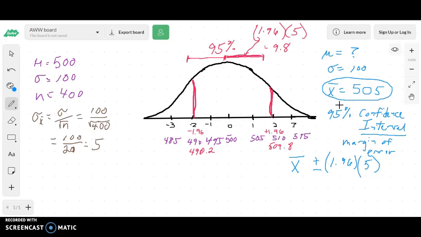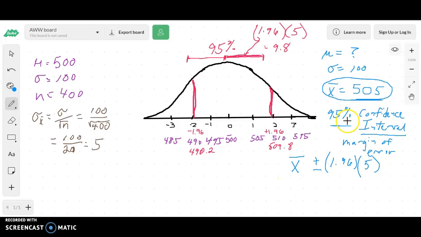This could change to 99, it could be down to 90. And the chapter talks through that. But for this process, we're going to stick with what's called a 95% confidence interval. And what that does is give us an idea of how big of a margin of error we are going to apply to this 505 point estimate that we have.